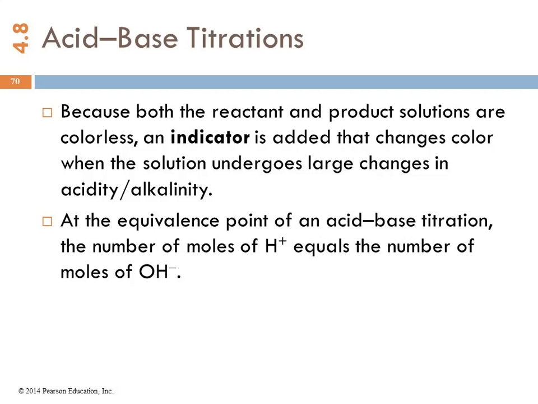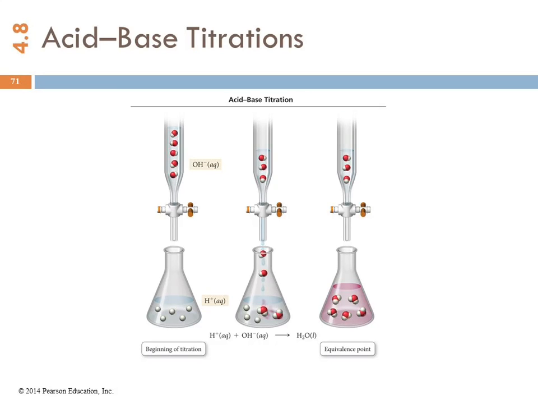When you have an acid-base neutralization reaction, there's nothing to see. So how do you know when you've added the right amount of stuff? You use an indicator. The indicator changes color when the solution undergoes large changes in acidity or alkalinity. At the equivalence point of any acid-base titration, the number of moles of acid, H+, equals the number of moles of hydroxide ion. You're right at that point, the equivalence point, sometimes called the end point.